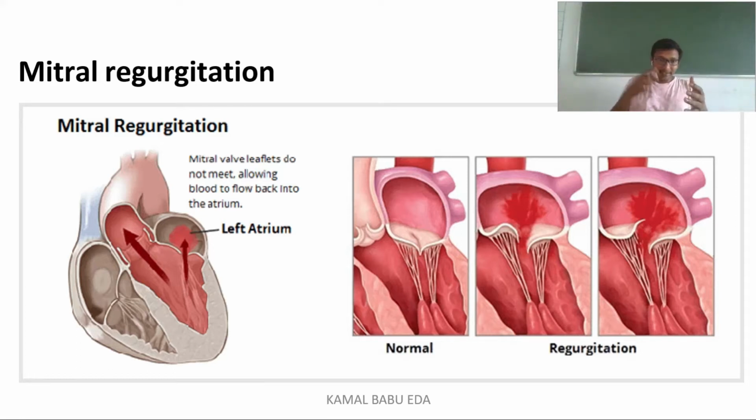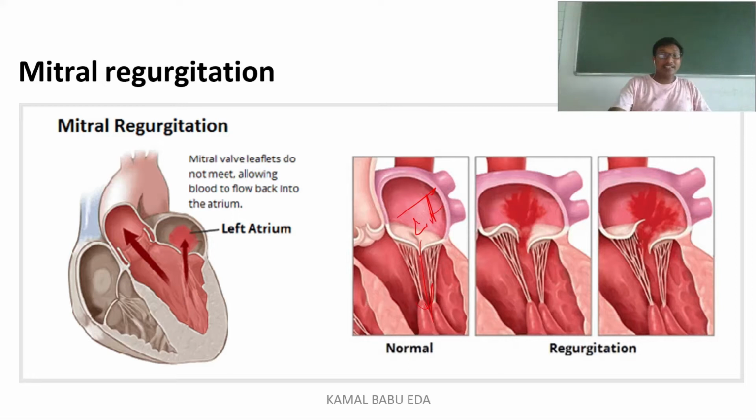So when it has entered, whenever the flow is coming back, you are calling it regurgitation. The best example for this regurgitation is vomit. You have swallowed something and due to regurgitation it is coming out again. So here in mitral valve regurgitation, the blood which has entered from the left atrium to the left ventricle, what is happening here?